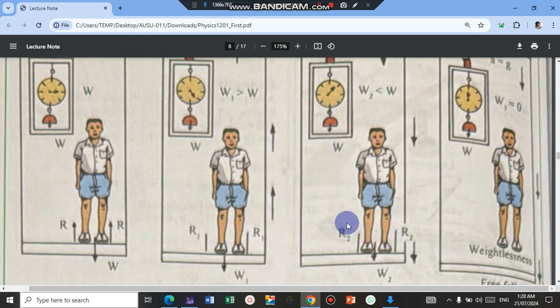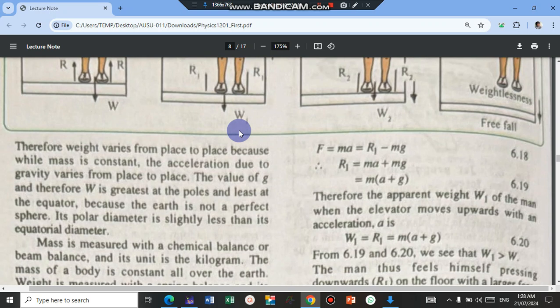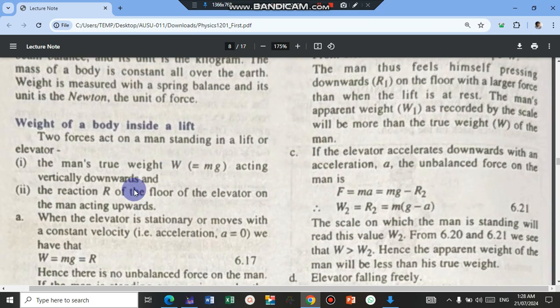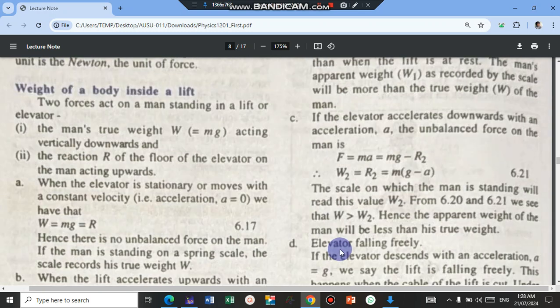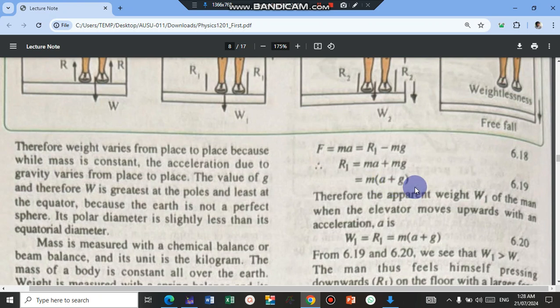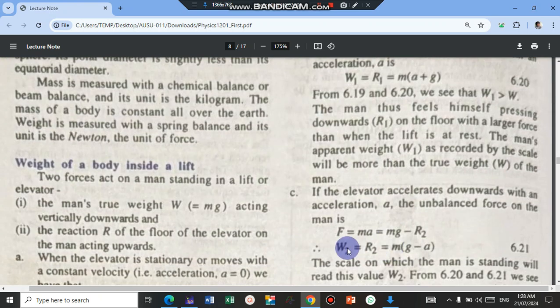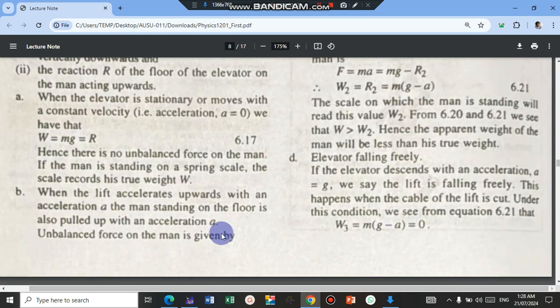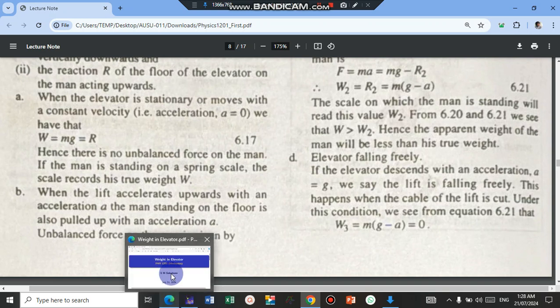He experiences weightlessness. Now, in the material he used, there is no example at all. We are only given equations here. In the first one, we have weight is equal to mg. In the second one, we have weight equal to m into a plus g. And then in the third one, we have weight equals m into g minus a, and finally weight equals 0. Now, we need to have an example at least, and for that I created one example.